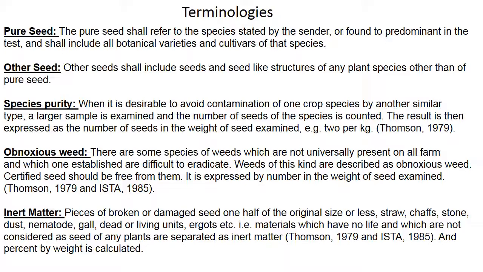Inert matter. Pieces of broken or damaged seed, one half of the original size or less, straw, chaff, stone, dust, nematode galls, dead or living units, ergots, etc. That is, materials which have no life and which are not considered as seed of any plants are separated as inert matter and percent by weight is calculated.